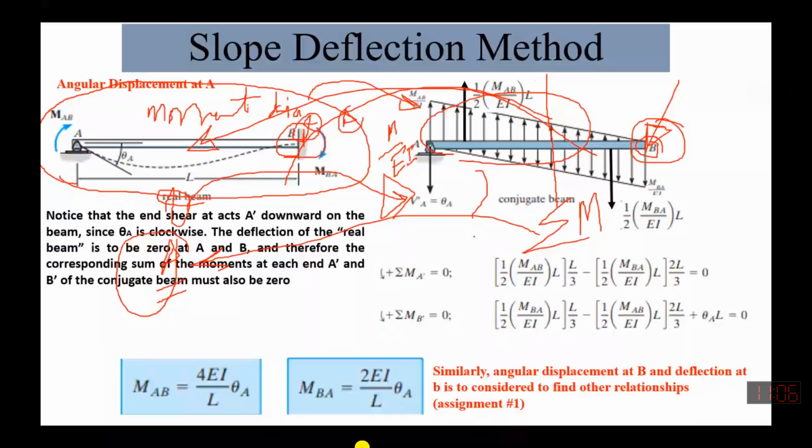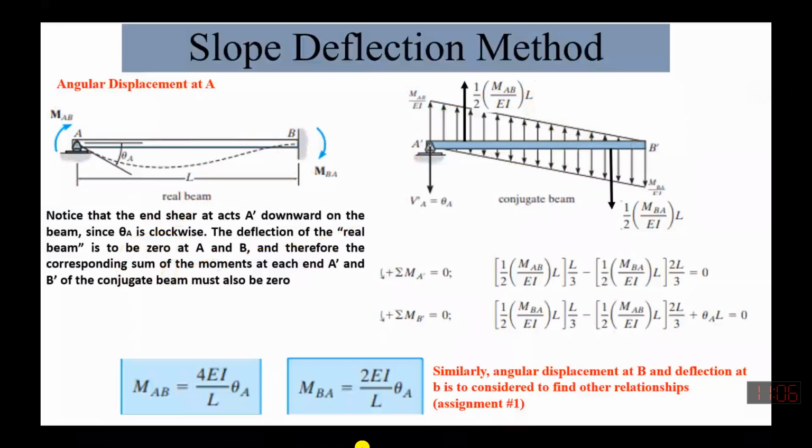But once you draw this, now you see the sum of MA dash. So whatever the summation of moment at A dash, it is basically deflection at A. So we know that deflection at A is equal to 0. So that's why we put over here sum of MA dash equals to 0. So this is one equation. Similarly, we write down the second equation, and we simultaneously solve and find out a relationship between moment and rotation. This is M is equal to K of theta.